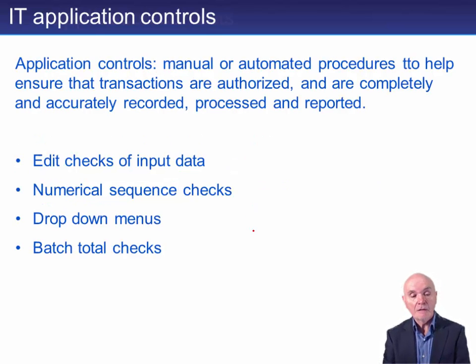The application controls, these are manual or automated processes dealing with application programs, wages, receivables, payables, inventory, non-current assets, and so on. We want to try to ensure that all transactions are authorized, they're processed completely, and they're processed accurately. Sorts of controls we have would be edit checks on input data. Let's see a couple of examples of edit checks on input data.